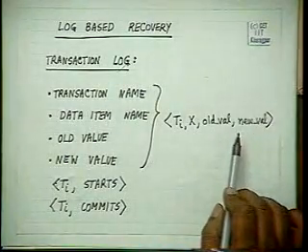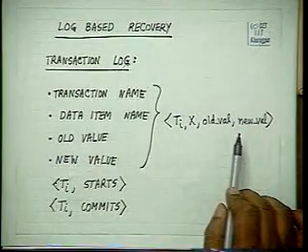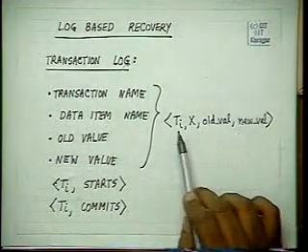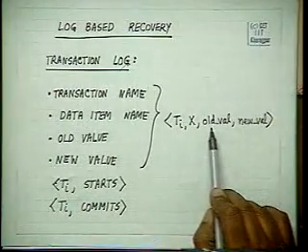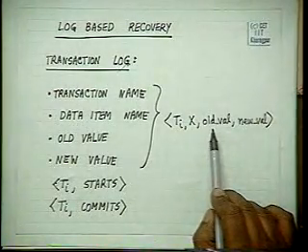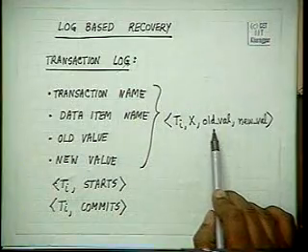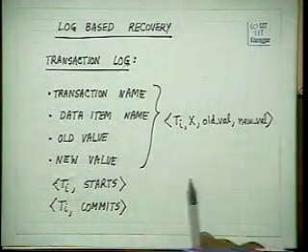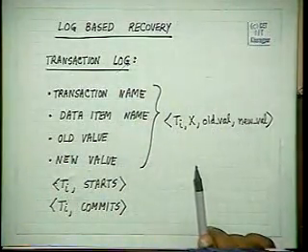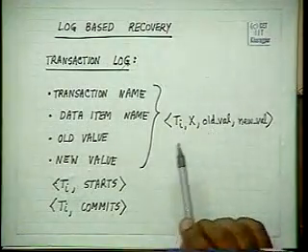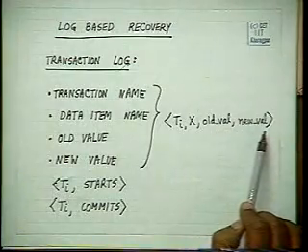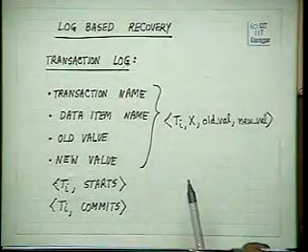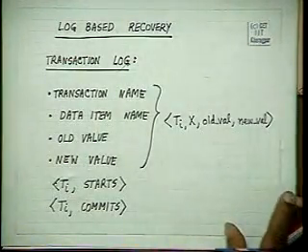We need not bother about read statements. Whenever there is a write statement and we are supposed to write back into the disk, we will see what the old value of the data was before writing, that is, after you read it, and the new value after you wrote it. So a log will consist of a series of Ti starts, Ti X old value new value, and a Ti commit. This is how data will be there in a log.